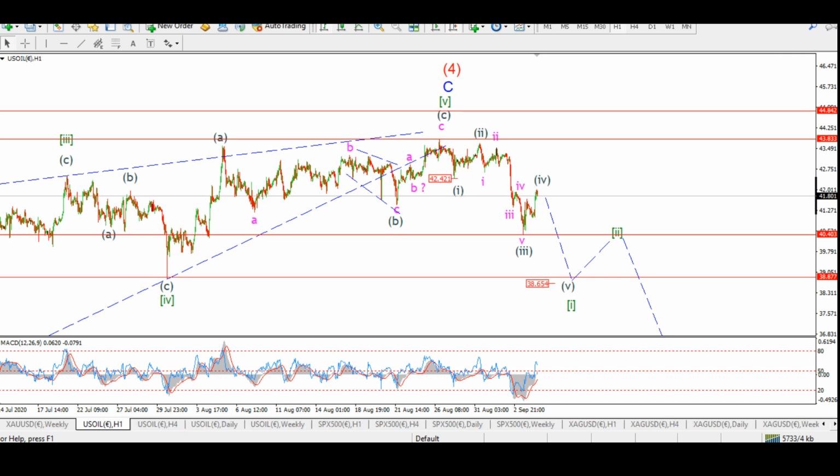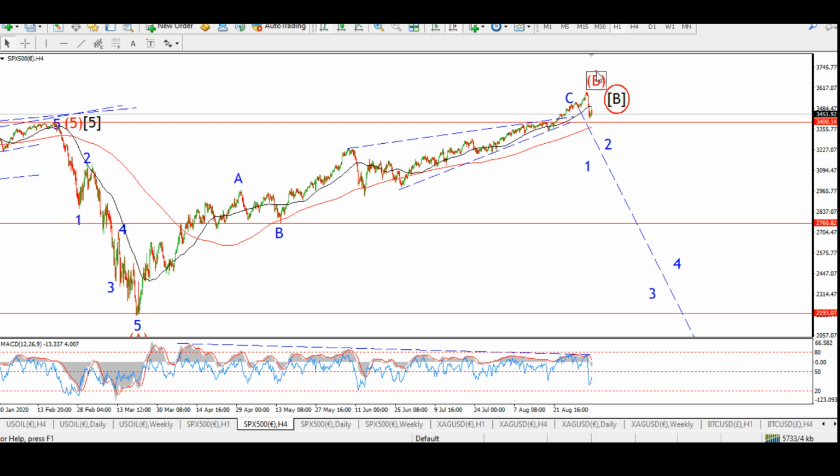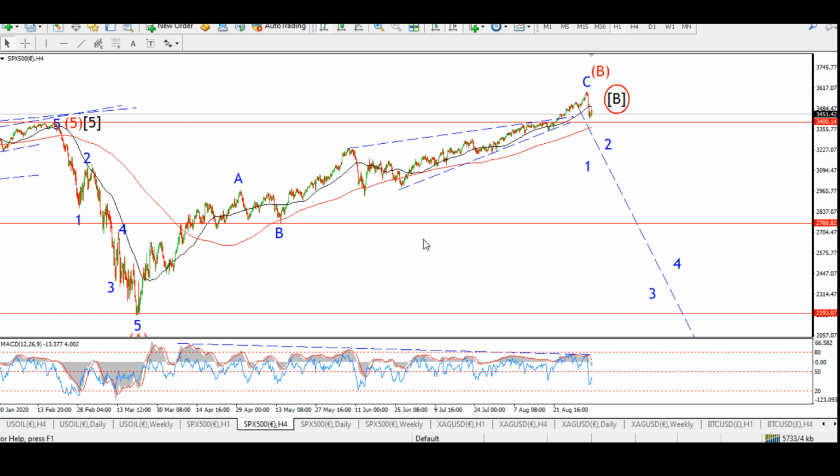Going on to the S&P and the rest of the markets. Here's the S&P 4-hour. Again, topping in what I'm viewing as a B wave. You can also view this as a 5th wave high. There's a possibility of that. I haven't discounted it, and maybe it's more fitting. I don't know. For the moment, the B wave high is standing, and I would expect at least a C wave decline.